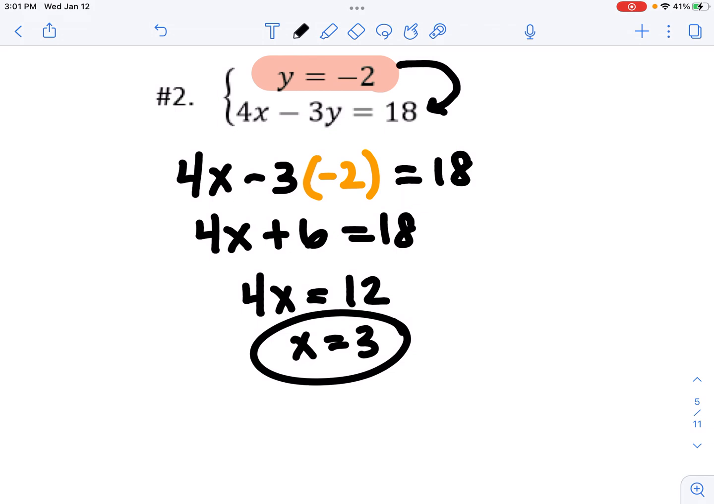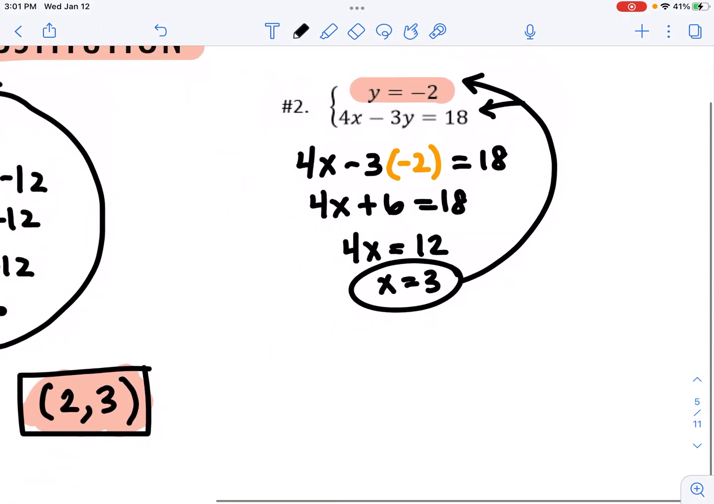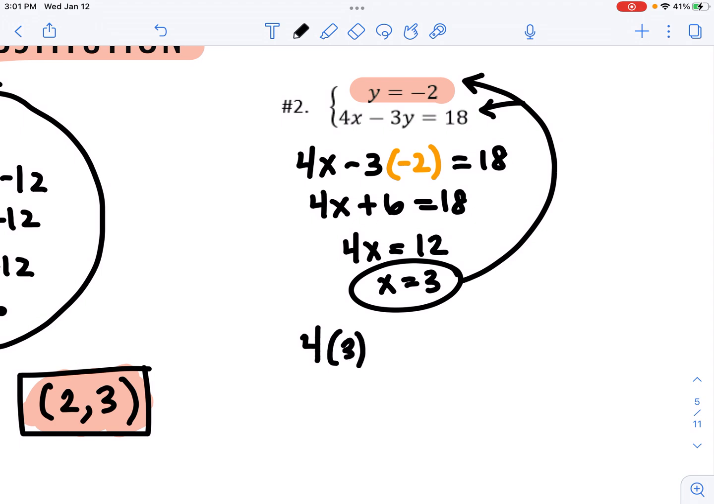A lot of times students just make computation errors, so just be careful as you're solving them out. From here, we have two different options. We can move back to my original equation, and I'm going to ask myself, which one can I plug it into? Well, you're going to notice I cannot plug it into my first equation, so I have to plug it into my second. So 4 times 3 minus 3y is equal to 18. That's going to help me solve for y.